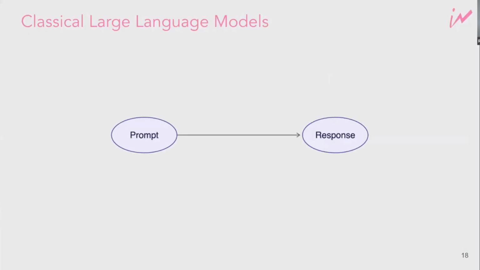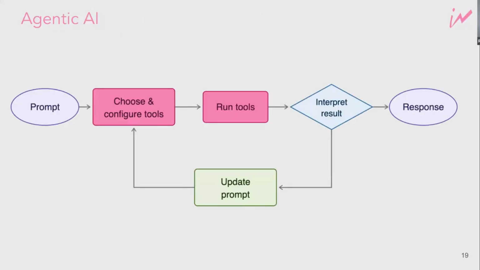So with a classical LLM, you just give it a prompt, can you do this? And it gives you a response, yes, here's what I did. With agentic AI, you give it a prompt, it's going to look at the tools that are available to it. It's going to run those tools, interpret what it did, see if it needs to update the prompt and go back, and it can update this prompt iteratively in this loop until it's able to configure the right tools and get the right outputs it needs to get the result that you're asking it for.